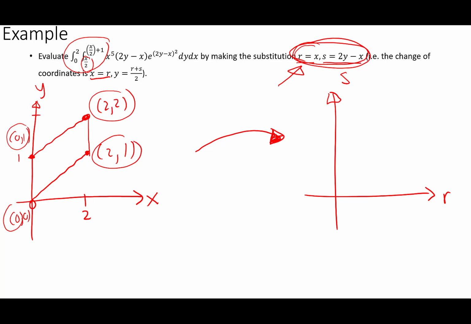Let's see what happens here. If we plug in 0, 0 into our equations here, we'll get 0, 0. If we plug in 2, 1, we're going to get 2, 0.